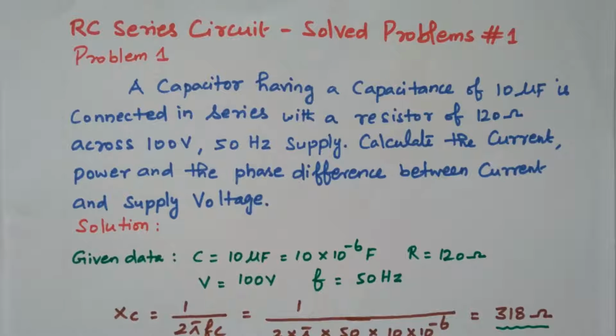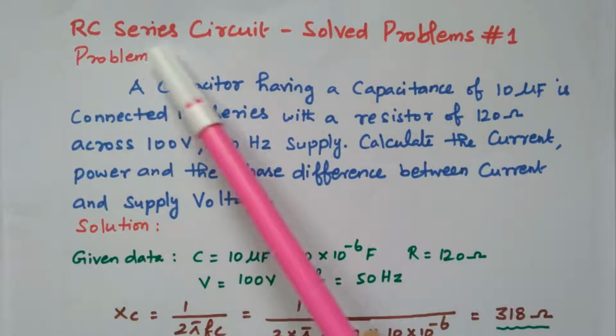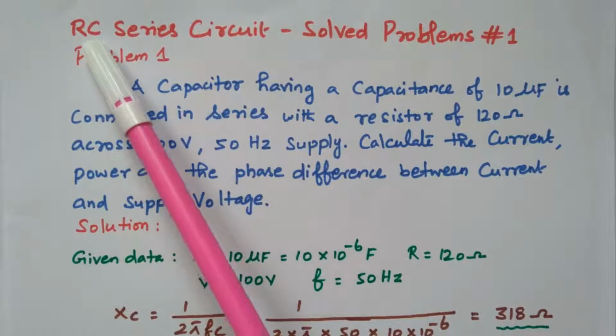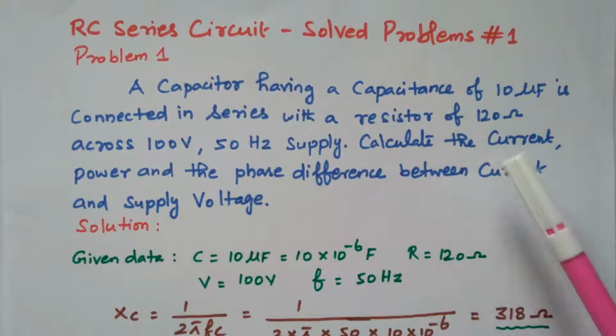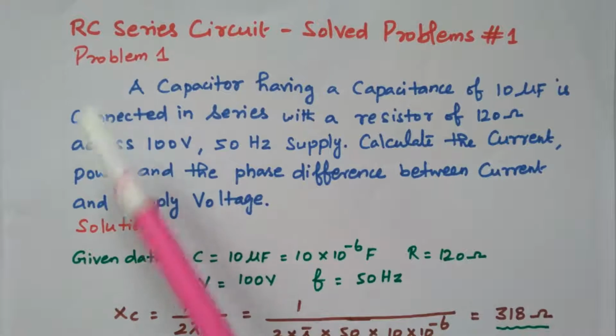Welcome viewers. In this video we will see the solved problem based on the RC series circuit. Resistor and capacitor is connected in series. For that we are going to see the solved problems. First we will go to problem 1.